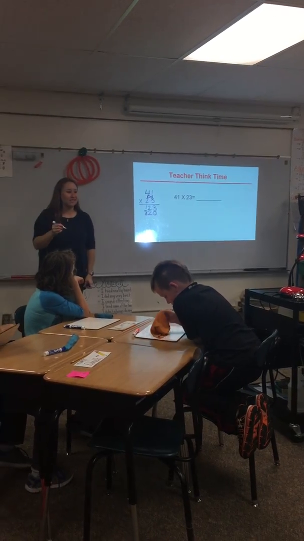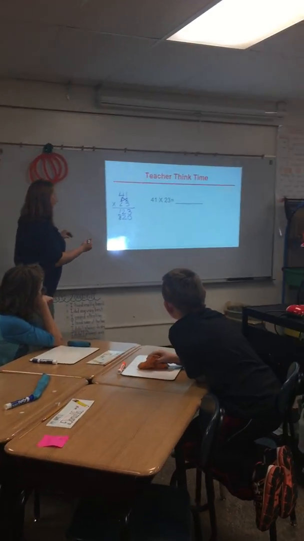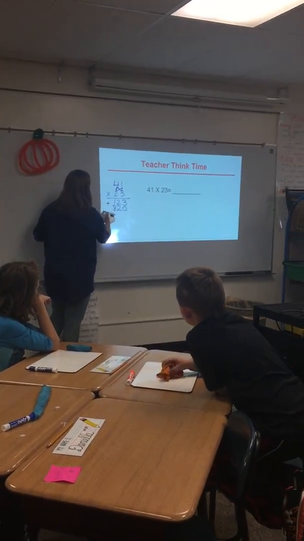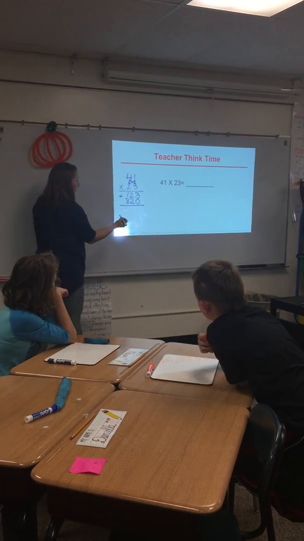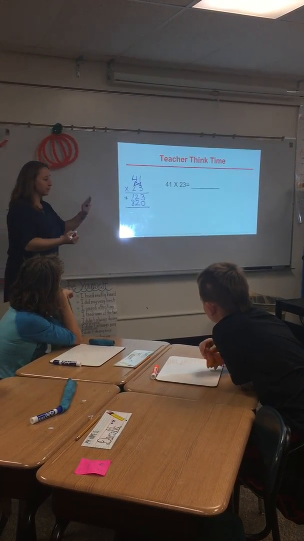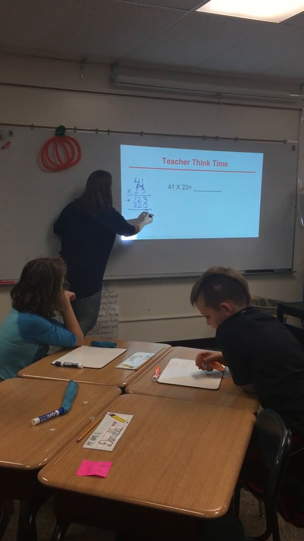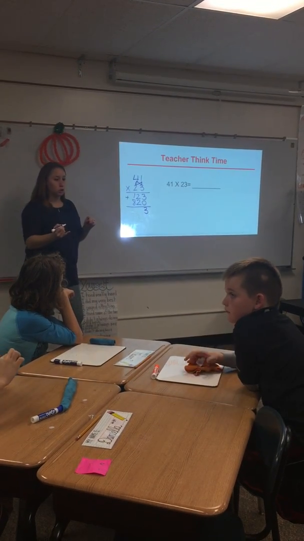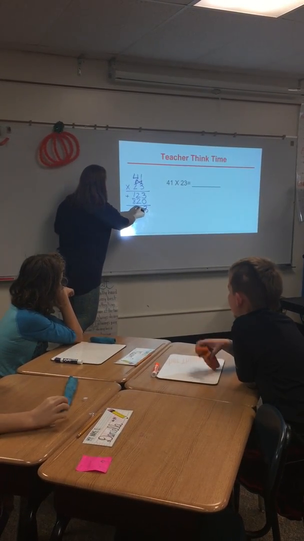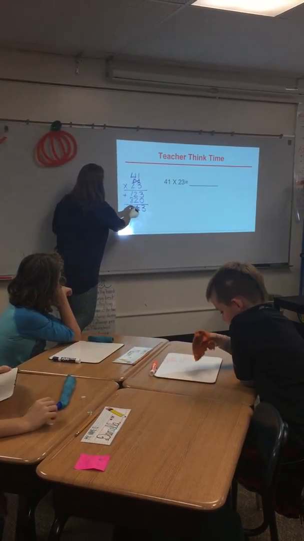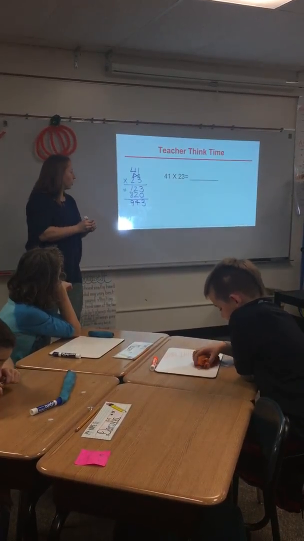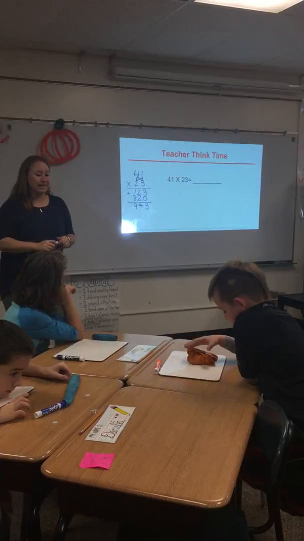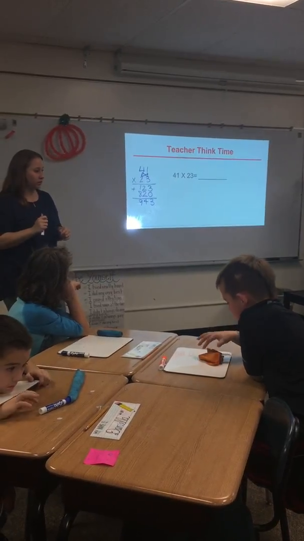My last step is to add my 2 numbers together to get my product. Starting in the ones place, 3 plus 0 is 3, 2 plus 2 is 4, 1 plus 8 is 9. So 41 times 23 is 943.